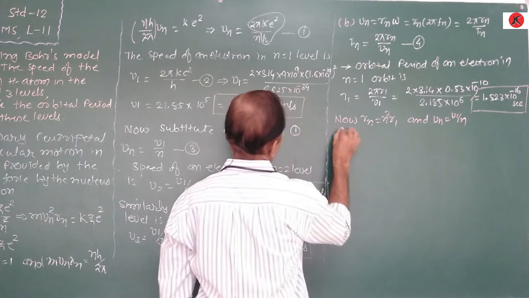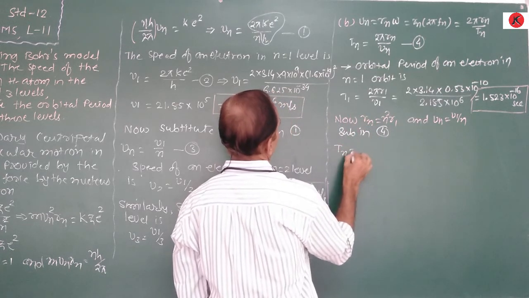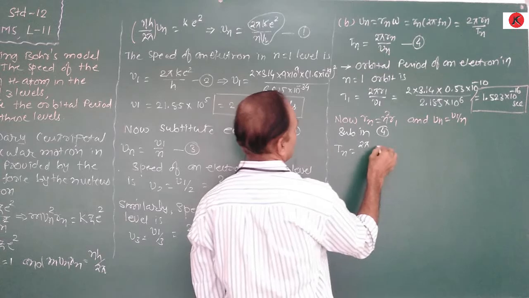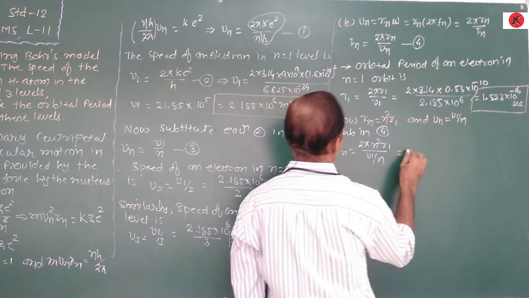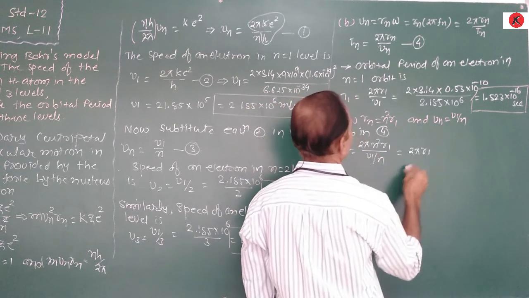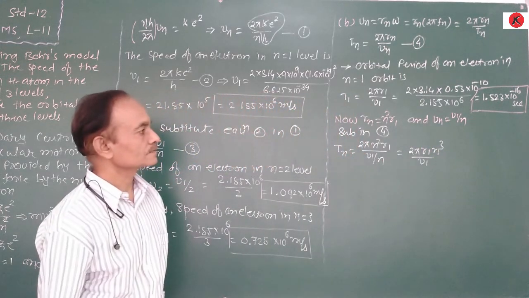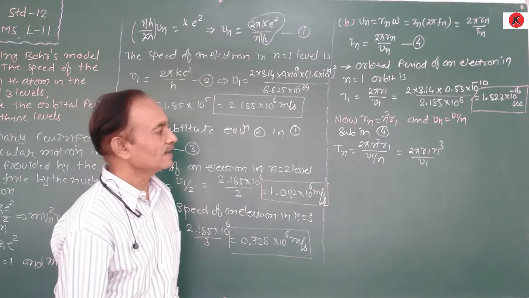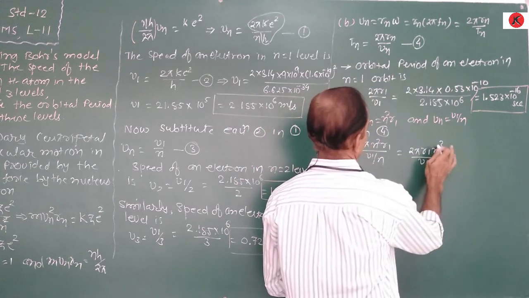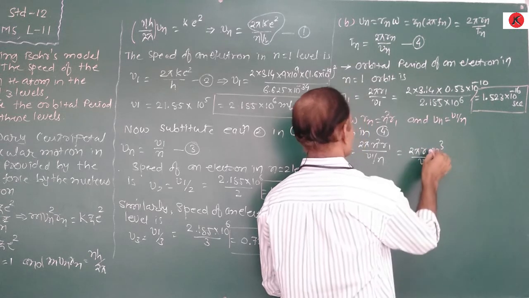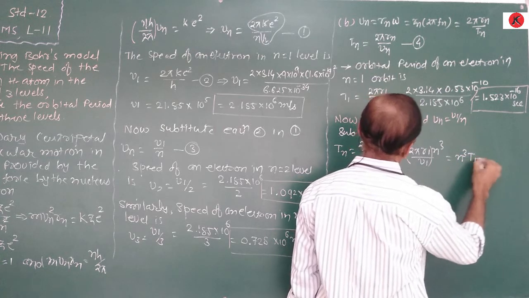Substitute in equation 4. Therefore, Tn is equal to 2 pi rn, that is n square r1, upon v1 upon n. Therefore, 2 pi r1 into n cube upon v1, that is 2 pi r1 upon v1 into n cube. This part is T1. Therefore, Tn is equal to n cube T1. That is equation 5.